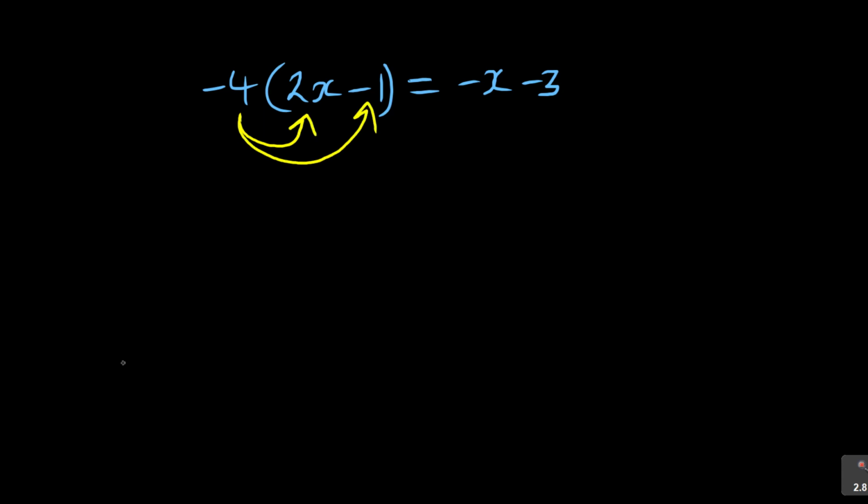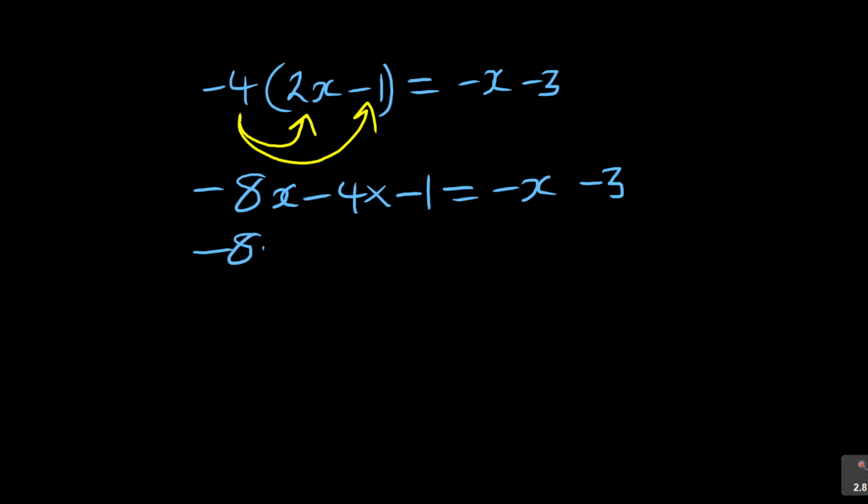So what you're saying here is minus 4 times 2, it's minus 8x. You can use the calculator, minus 4 times 2, it will give that. And then minus 4 times minus 1, you see. And negative times a negative is what? Is a positive. So minus 8x, minus 4 times minus 1 is a positive 4, but use the calculator also to verify, is equal to minus x minus 3.